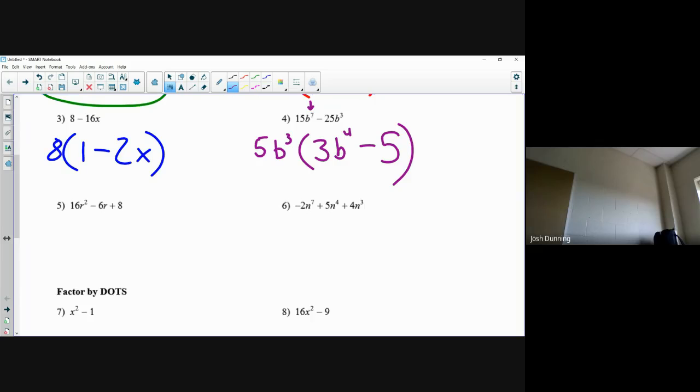What can you divide 16, 6, and 8 by? You can divide those all by 2. 16 divided by 2 is 8, or like I said, what do you multiply 2 by to get 16? 8. Didn't touch the R's, bring it down. I multiply 2 by 3 to get 6. Didn't touch that R, bring it down. 8 divided by 2 is 4.